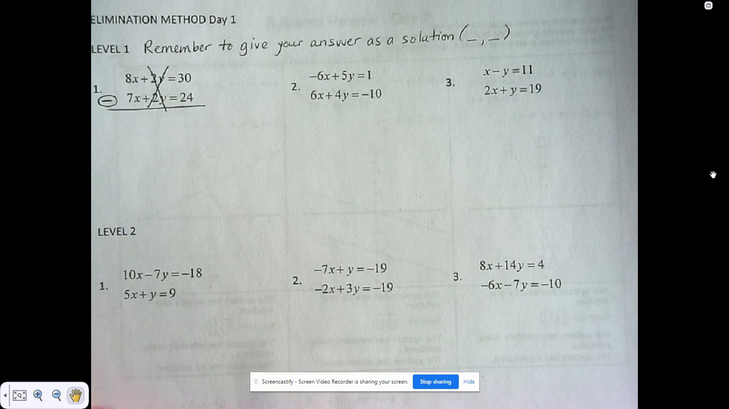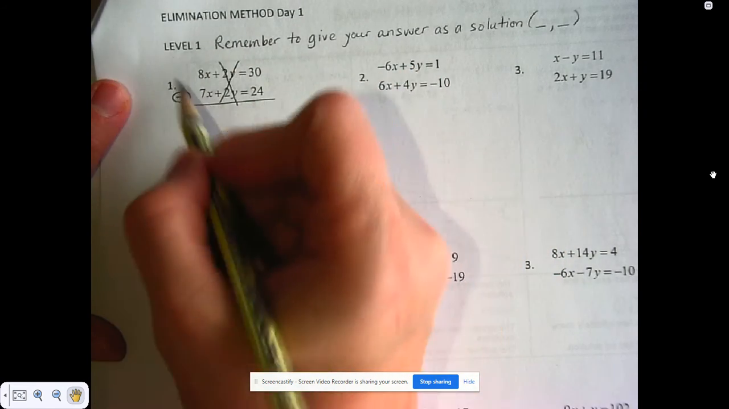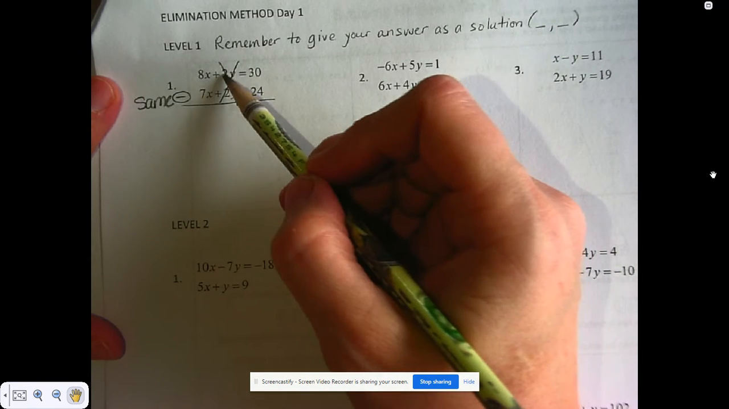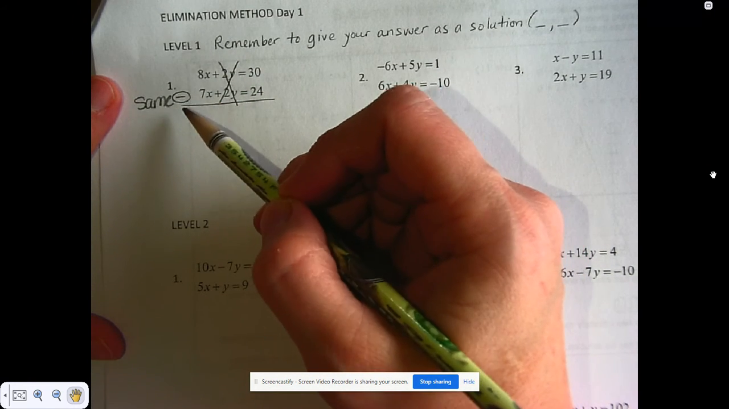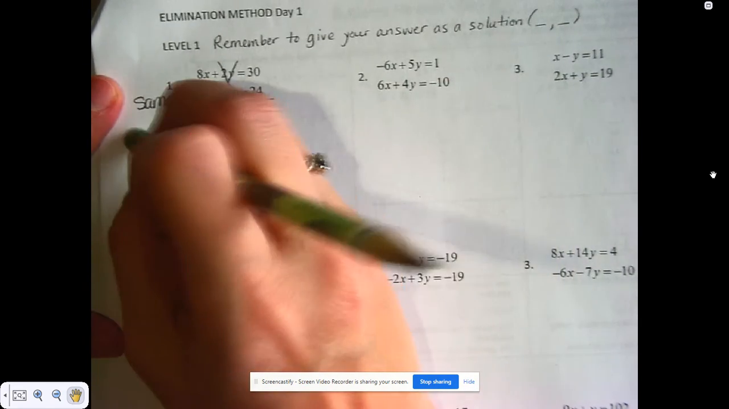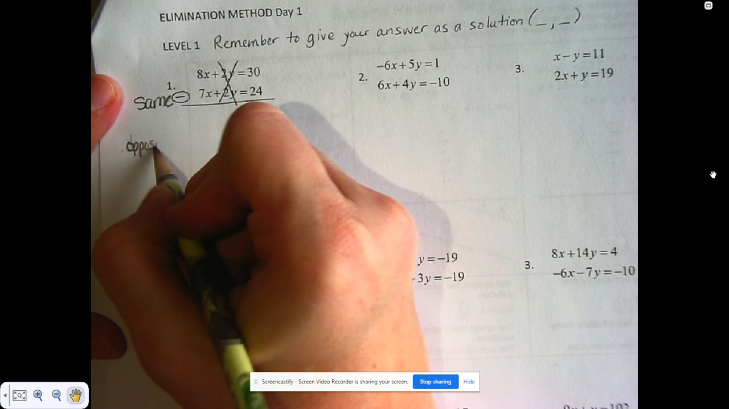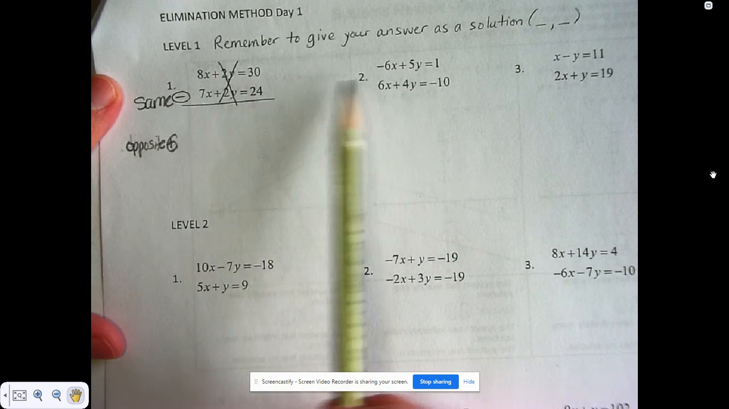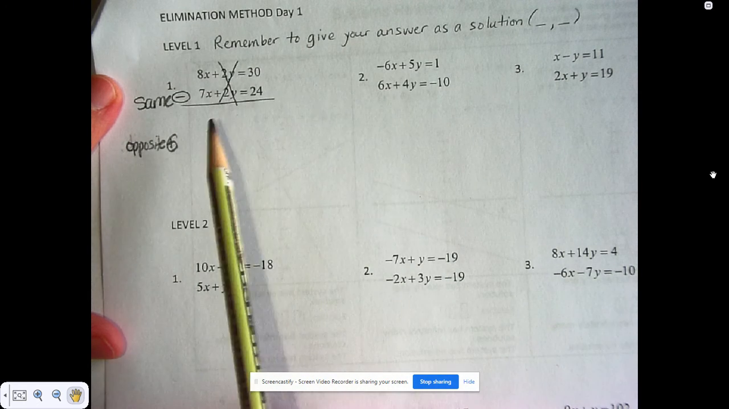Remember, you might want to write down if the coefficients are the same, you are going to subtract. If the coefficients are different, if this was a 2 and this was a -2, then we would be adding. So same, we subtract; different, or I should say opposite, coefficients we're going to add. So those are a few little notes for level one. You should have plenty of notes to look back on. I also included the key.